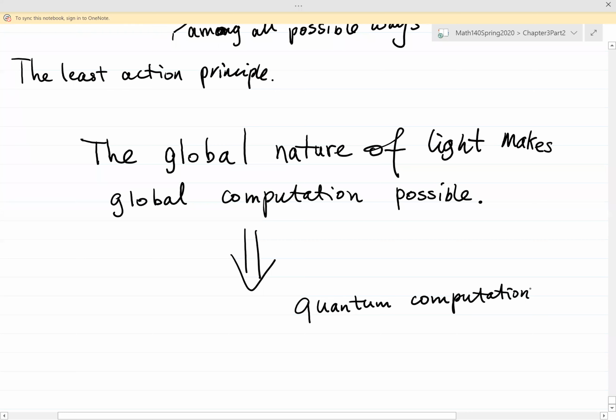This is actually one of the most active research areas, the quantum computer, because of this global nature of computation. If you have a large number of cases, this can be really hard to manipulate by our classical computer because the computation is so large. However, by the global nature of the quantum computer, you can compute these cases simultaneously. This makes the computation a lot easier.